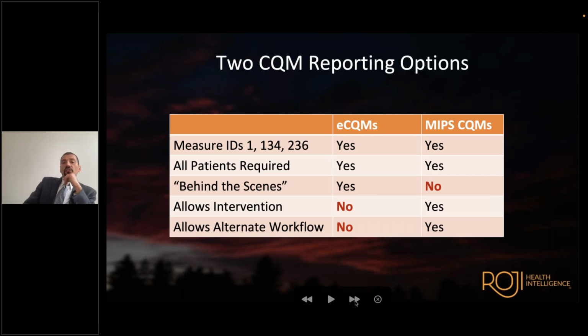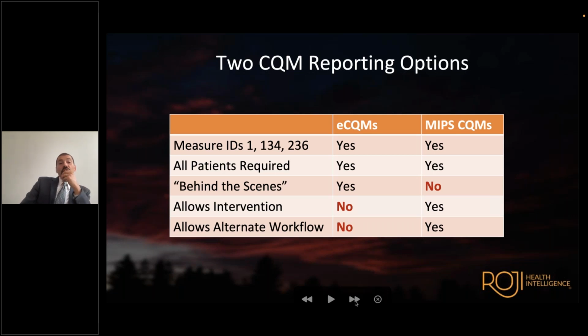There are two CQM, clinical quality measure, reporting options. Whether you're looking at electronic clinical quality measures or MIPS clinical quality measures, they're the same measures. All patients are required, but those of you who know about ECQMs know that they are done behind the scenes. It is something where the information is scooped up by the EHR. It's based on a pre-built query, and it is able to put up that information about those measures so that you can submit them.